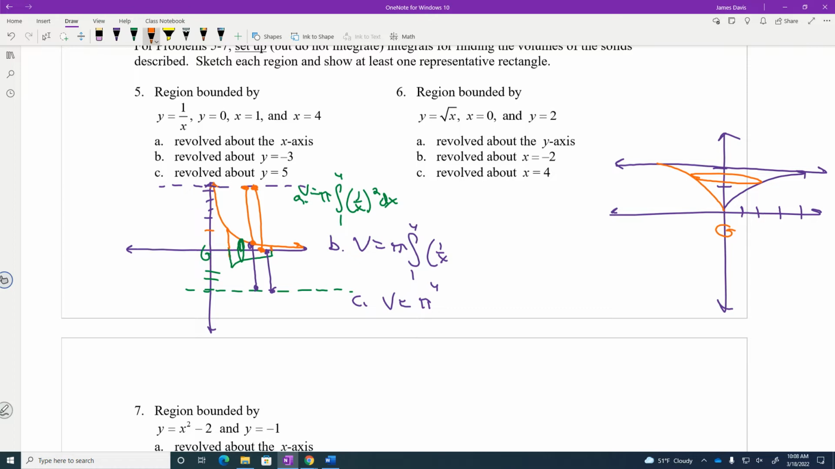So we have our sketch there, and then this is around the y-axis. So that means we need to change this to y. So we make this x equals y squared. And then for part A, we just move it, then scroll from 0 to 2, right?